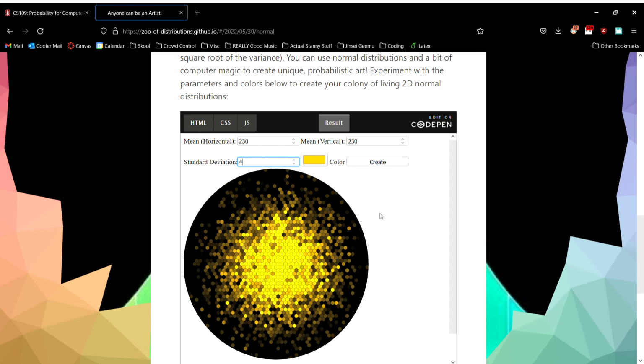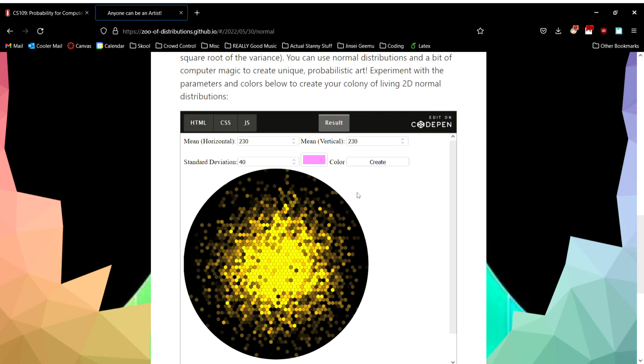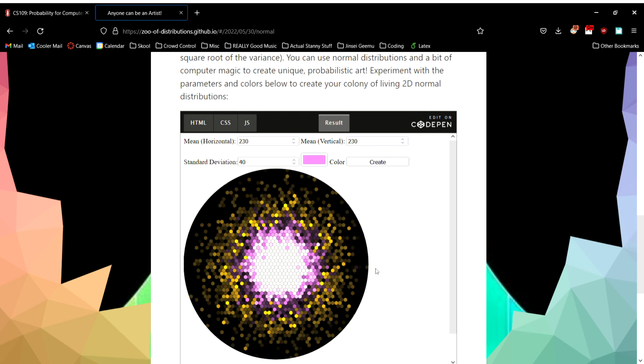Let's try decreasing the standard deviation. This time I'll go with pink. We get a normal that's still centered in the middle of the canvas, but notice that it's smaller, and this is the effect of decreasing the standard deviation. It decreases the spread.